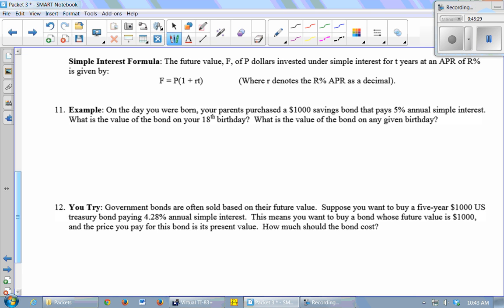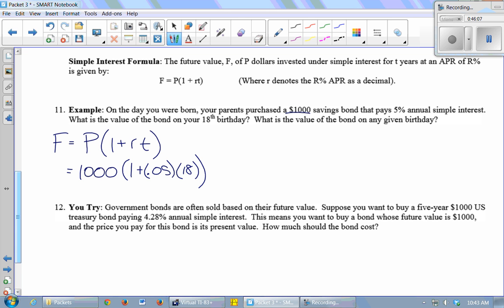So one quick example. On the day you were born, your parents purchased a $1,000 savings bond that pays 5% annual simple interest. What's the value of the bond on your 18th birthday? Okay. So future value is equal to present value times 1 plus RT, and we plug in the stuff we know. Present value, $1,000. The day you were born, we'll call that the present. So this is $1,000. My interest rate as a decimal, 5% as a decimal is 0.05, times time, in this case 18 years, and then we calculate how much this is.